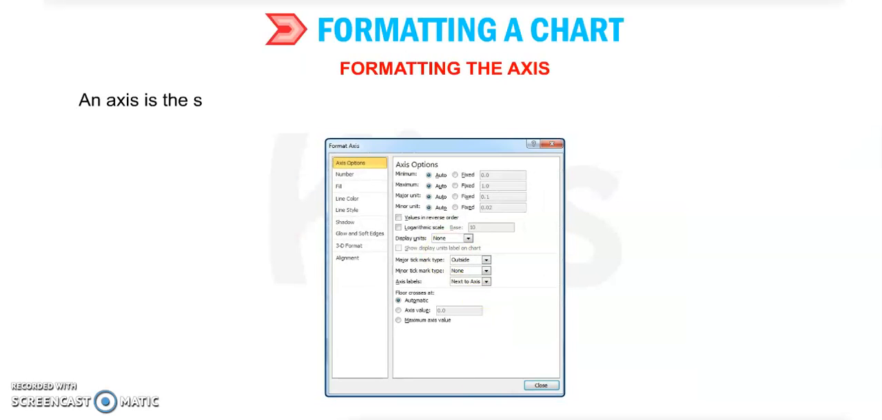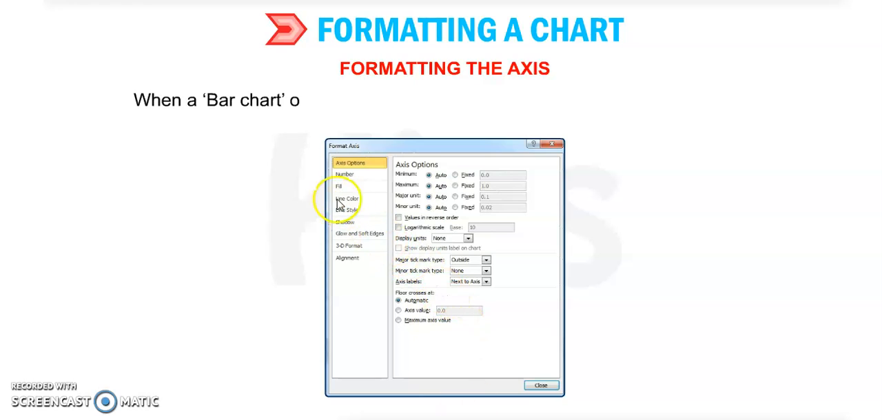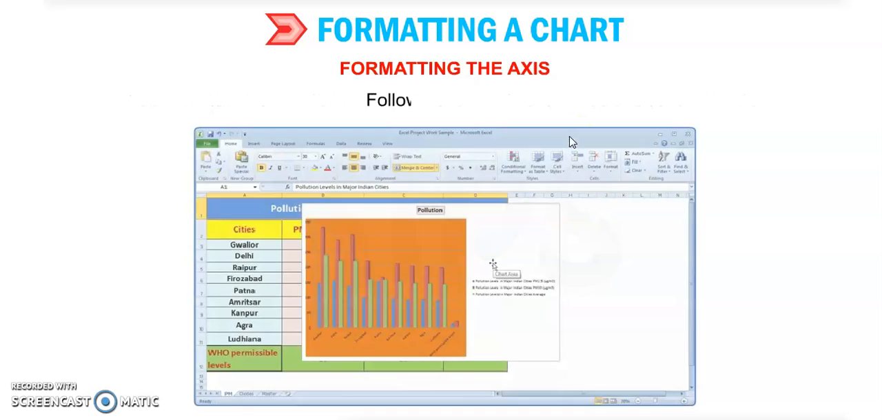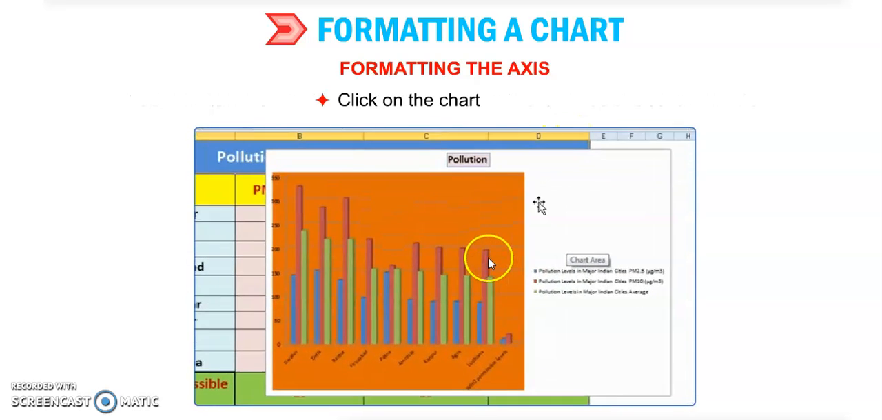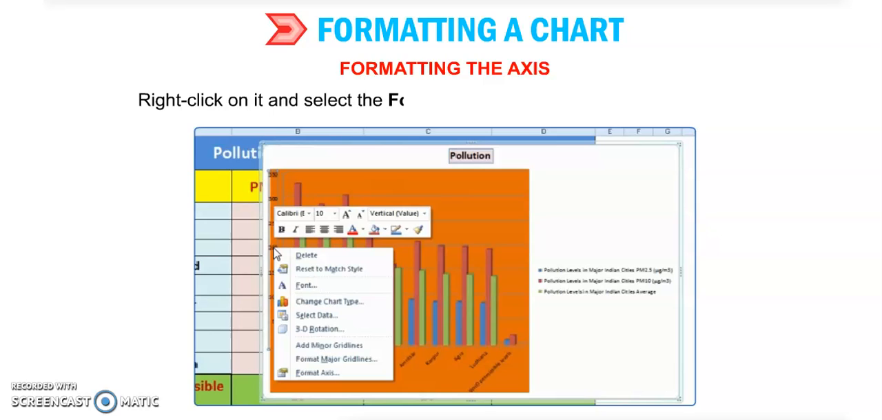Now next, formatting the axis. An axis is the side of a chart that contains the values according to which a chart is plotted. When a bar chart or column chart is created, it has x-axis and y-axis. You can, however, customize the scale to meet your needs and requirements. Follow these steps. Click on the chart to select it. First you have to point the mouse at the y-axis. This is the y-axis. You want to format this y-axis.